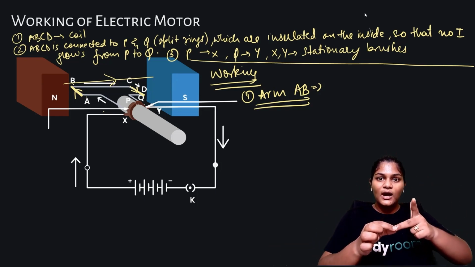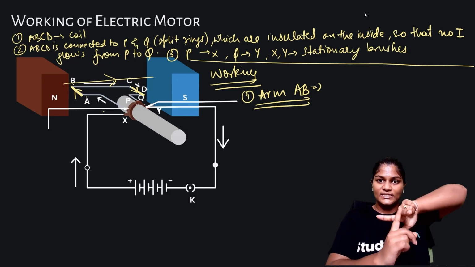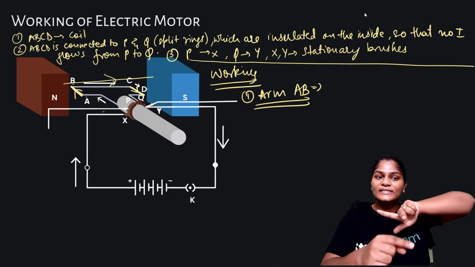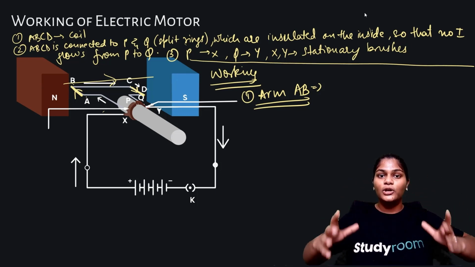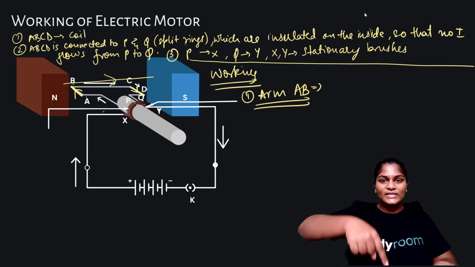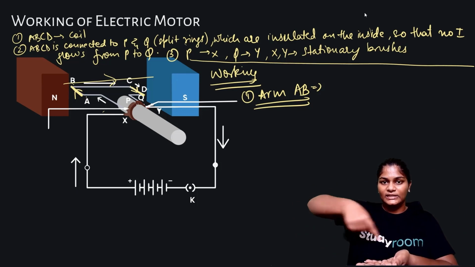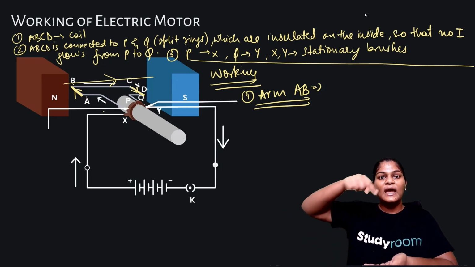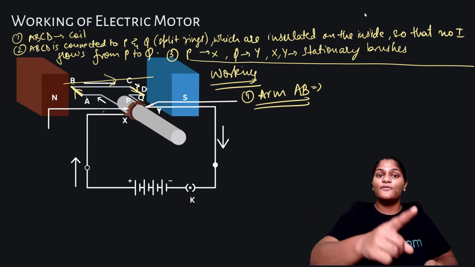Take my middle finger, I arrange it in the direction of the current. It is going like this, right? It looks in that slide that it's going slightly tilted, but imagine it on your table. And imagine this coil is kept on your table. A, B, C and D. This circular coil is kept on your table. And in arm AB, the current is going from A to B. That means it's going away from you.